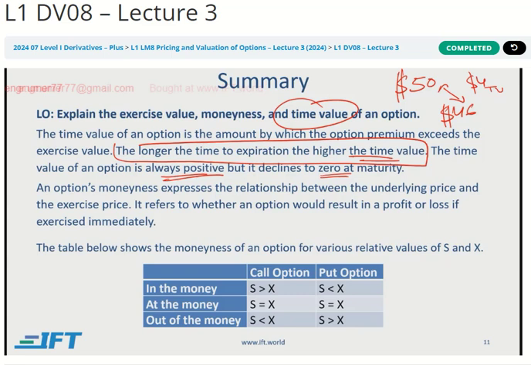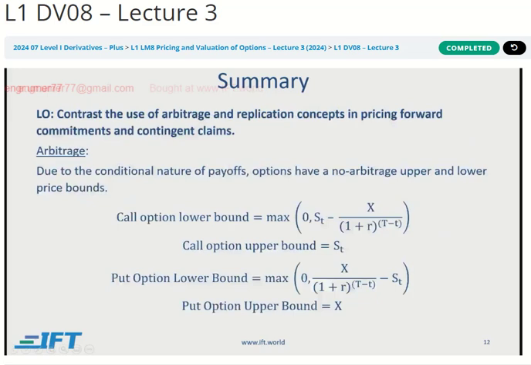An option's moneyness is something we've already discussed. It can be in the money, out of the money, or at the money. If it is a call option and the spot price is greater than the exercise price, then it will be in the money. If the spot price is equal, it will be at the money. If the spot price is less, it is going to be out of the money. For a put option, we want a lower spot price for in the money, and a higher spot price for out of the money.